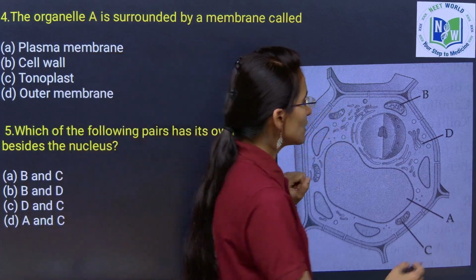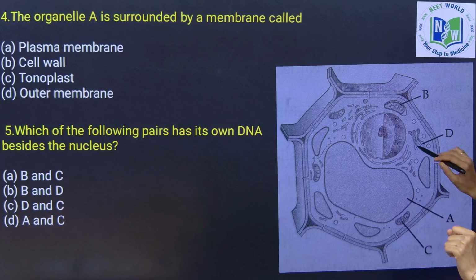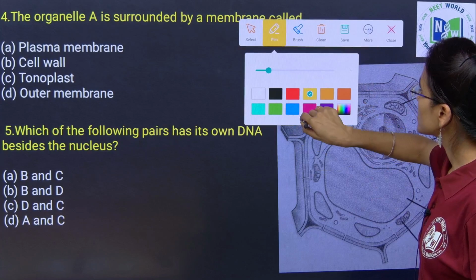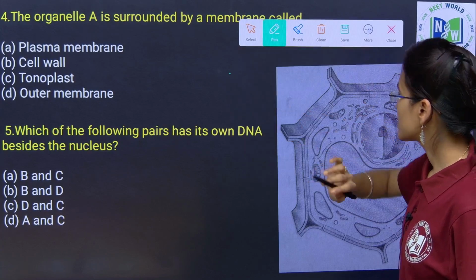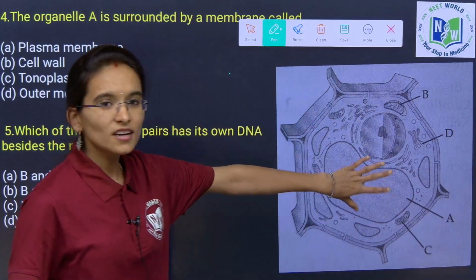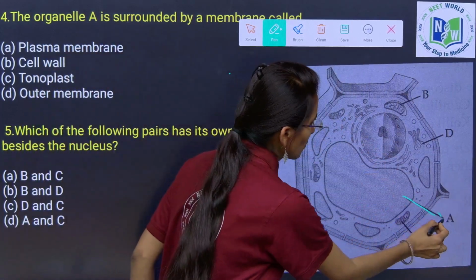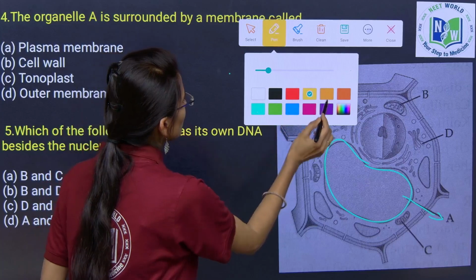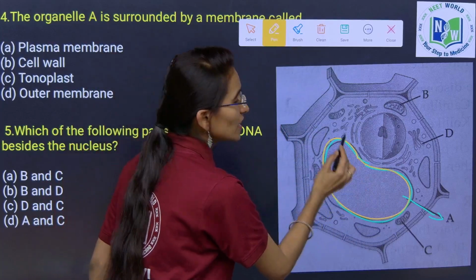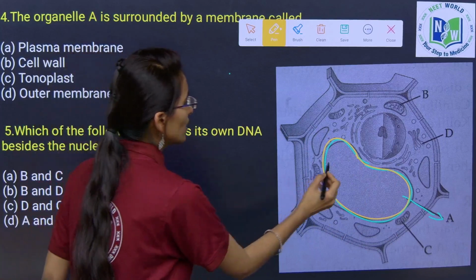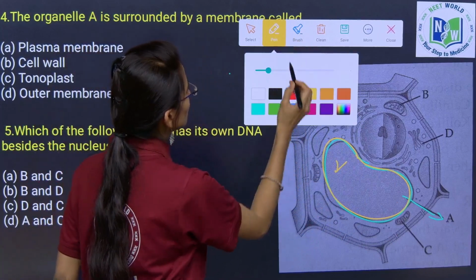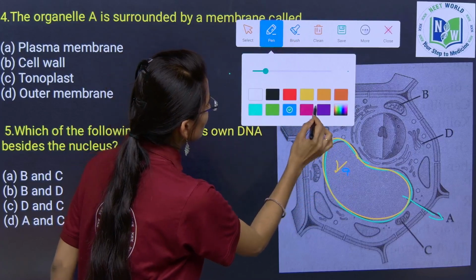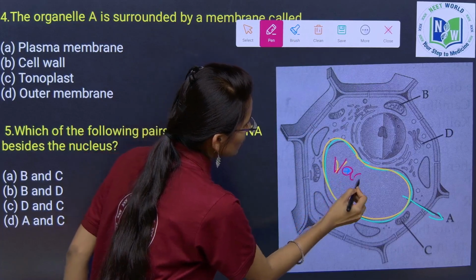Yes, here the given image is actually a typical eukaryotic cell. Okay, children, it is a typical eukaryotic cell. If you see here, there are some labelings. See here, this is A. What is A here? Which cell organelle is it? A is the vacuole.